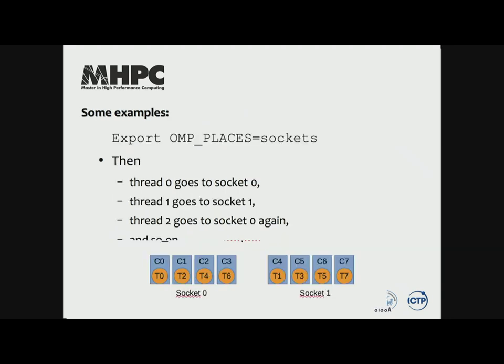So this is the way OMP_PLACES works. For instance, you can say export OMP_PLACES=sockets. Suppose that you have 2 sockets, each of them with 4 cores. If you do this, thread 0 goes here, thread 1 goes there. So it's distributed this way, by socket, okay? So it interleaves the threads among the two sockets, okay? And this is the way it goes.